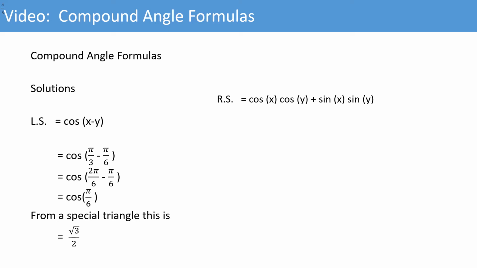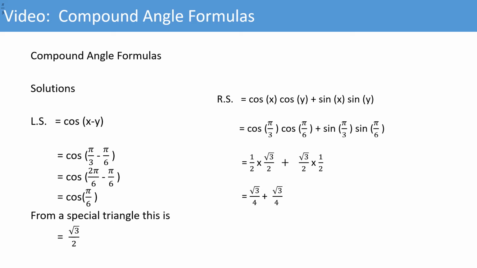Now let's take the right side. Cos x cos y plus sine x sine y. And again, we will use the given angle measures. Cos of pi over 3, cos of pi over 6, plus sine of pi over 3 times sine of pi over 6. We will now use the special triangle to find the exact values. So cos of pi over 3 is 1/2. Cos of pi over 6 is square root 3 over 2. Sine of pi over 3 is square root 3 over 2. Sine of pi over 6 is 1/2.